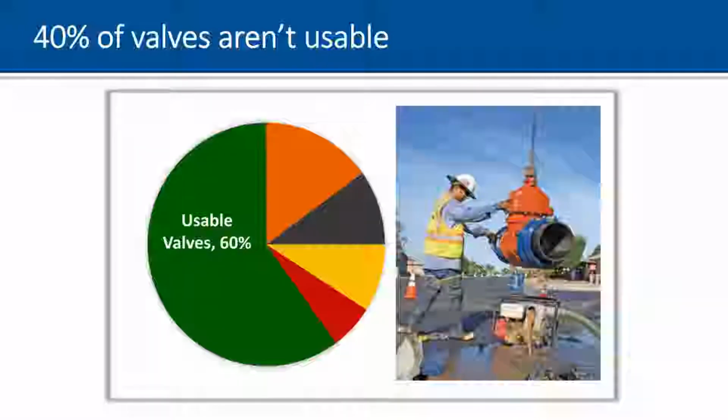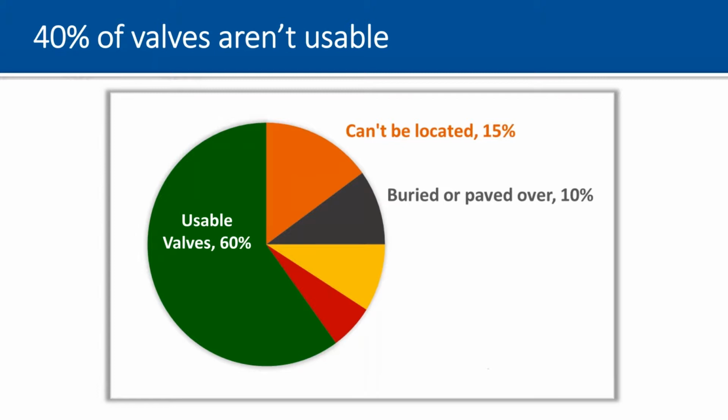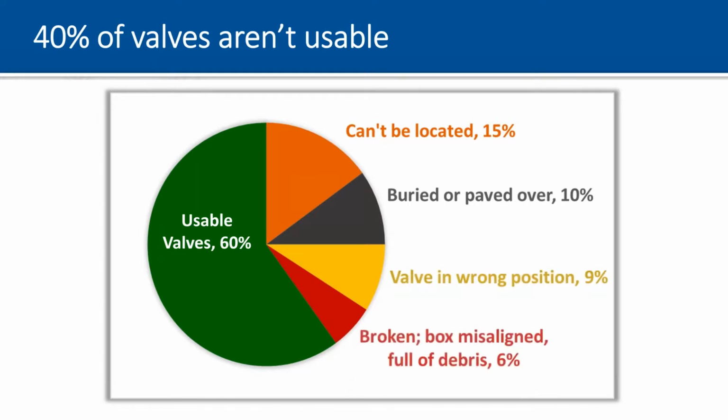Just a quick sidebar on valves and the importance of valves in reducing consequence of failure. This was a surprising statistic to me, is that 40% of valves are not usable. This is based on about 1 million valve data set in the United States, which shows that really only 60% of valves are usable. So what do we often find? About 15% can't be located, about 10% are buried or paved over, about 9% are in the wrong position, meaning they're either partially closed or closed and they should be open, creating water quality concerns.